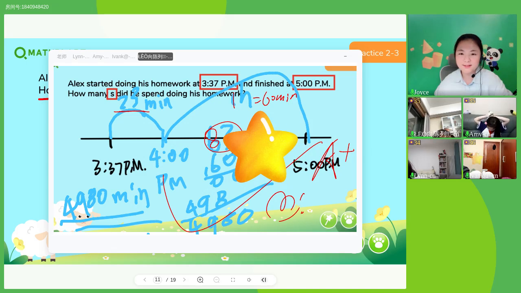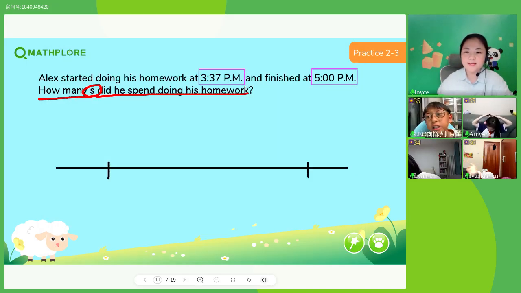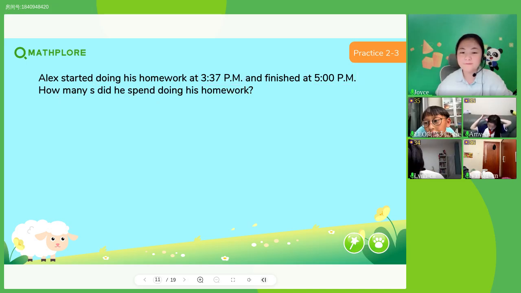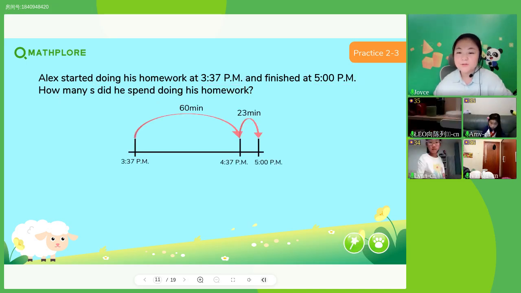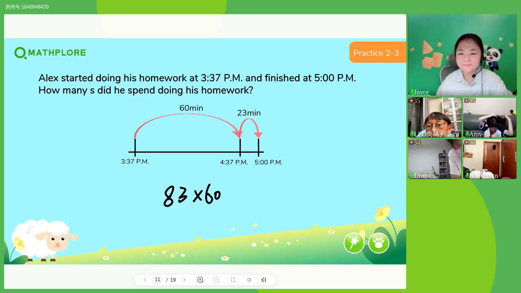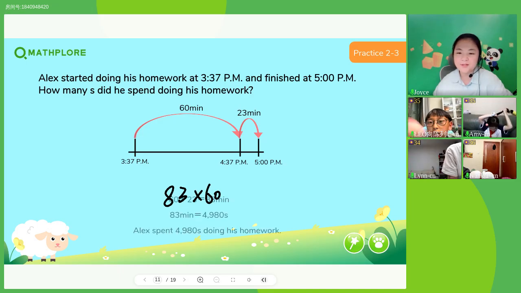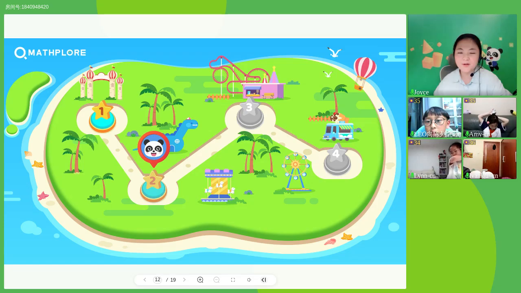Okay, everyone, so look, just like what you guys did, we firstly found out from 3:37 to 5 o'clock, we have 83 minutes in total, right? So we have to turn 83 minutes into seconds. We have to use 83 times 60, right? So the last step, you can see the answer is 4,980 seconds. Okay? Do you have any more questions here, everyone? No? Okay, let's move on to the next part.